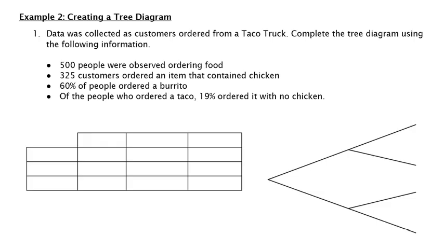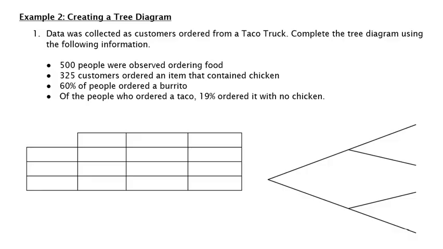Creating a tree diagram can sometimes be a little challenging if you're not sure how to break up the data or sort the data out. So it's sometimes helpful to work with a two-way frequency table. If you need to make a tree diagram, it makes it a little easier to go from there. So it says data was collected as customers ordered from a taco truck. Complete the diagram using the following information. So I'm going to use the two-way frequency table and then use that to help with making my tree diagram.